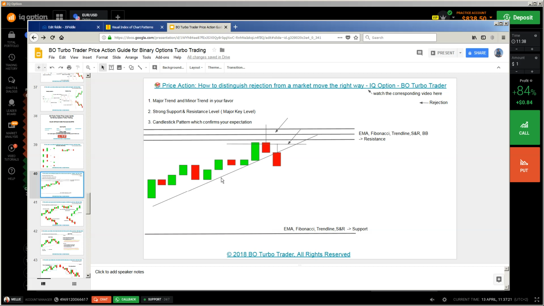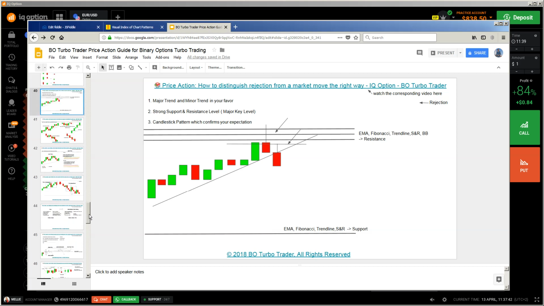So the rejection part shows you the trading setup, which are the rules. Yes, you need the trend, you need the major key level, support and resistance, and you need the candlestick pattern, and at last instance, as confirmation, you get a rejection. So that is the rejection part and the trading setup part.